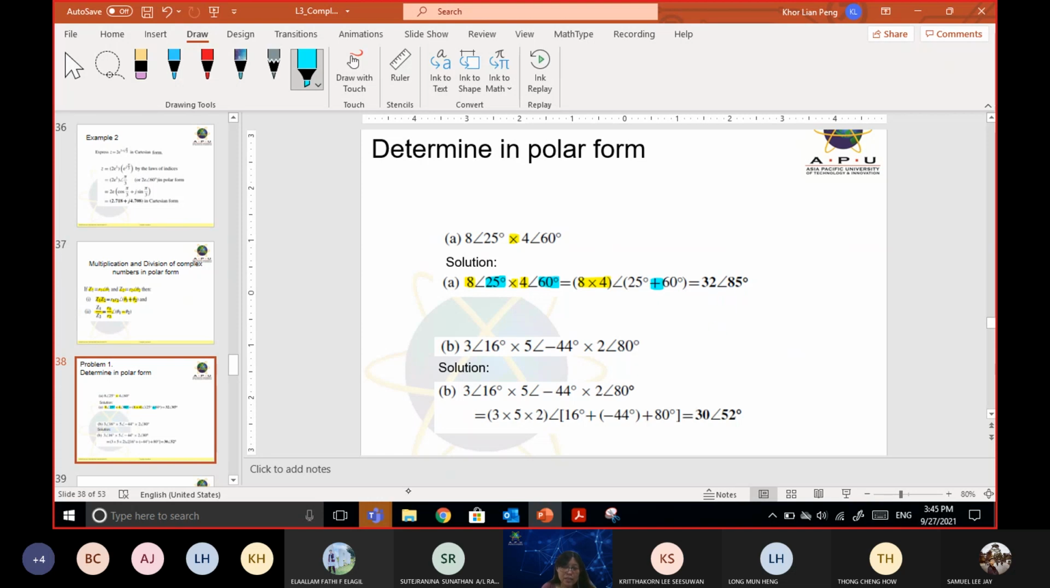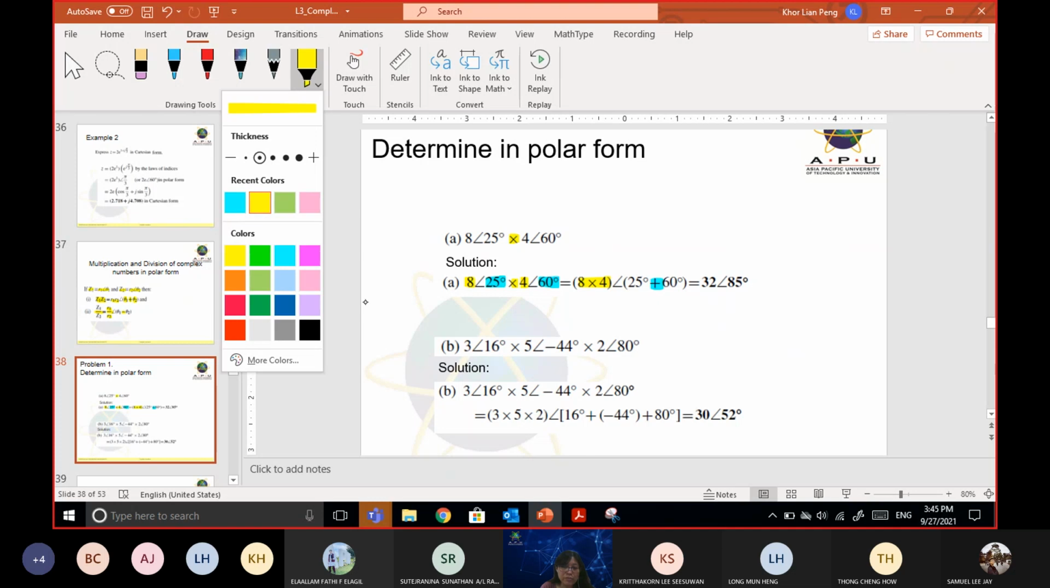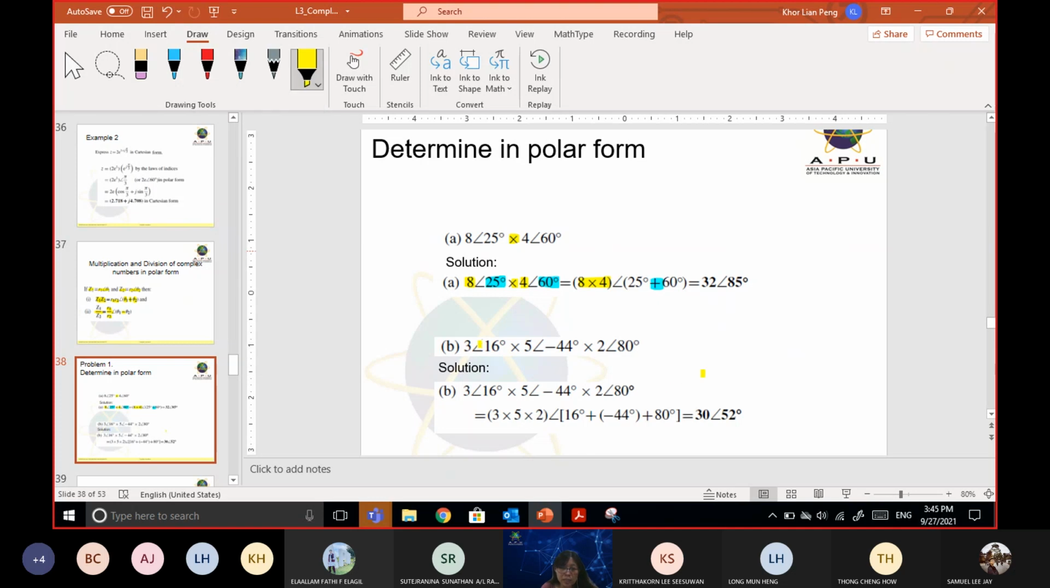Okay, so next one, you can also multiply more than 2 complex numbers here. So when we refer to this multiplication, for the R that we have, we are going to multiply them.